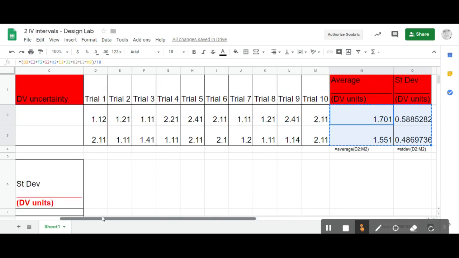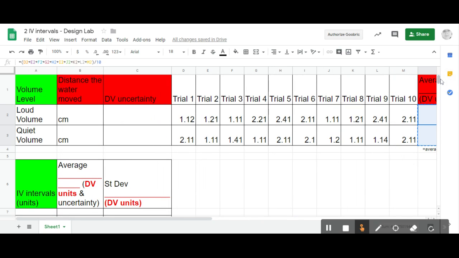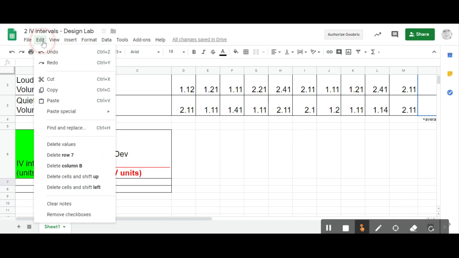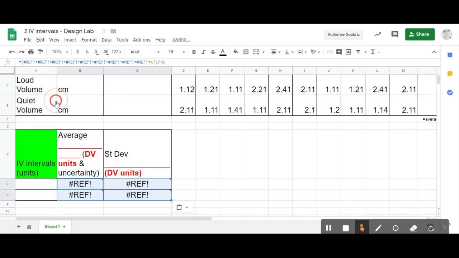I'm going to come over and make a separate table. I already have a space down here set up for a second table. I'm going to paste my numbers there, so choose Edit, Paste. You can see the problem with just pasting, right? It gives me all sorts of errors and it says reference does not exist.